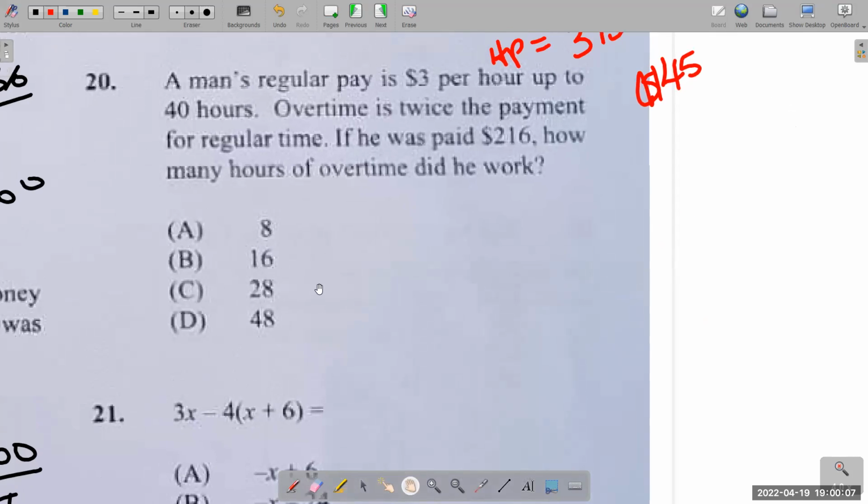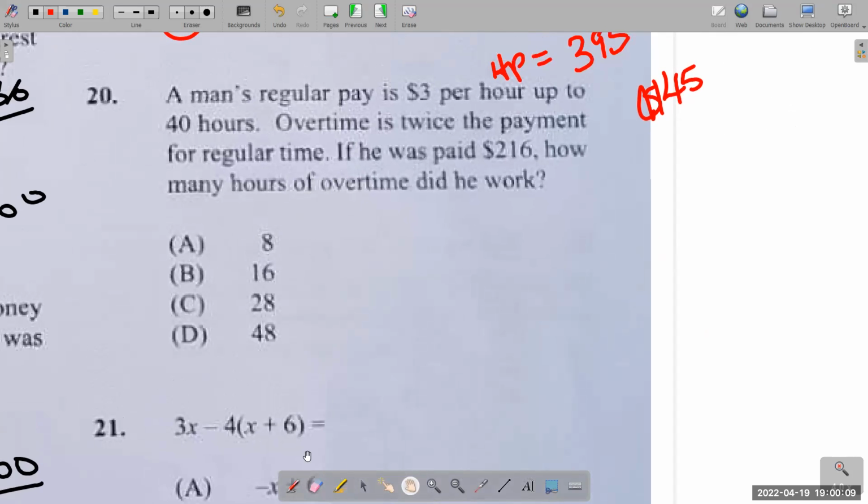We're almost reaching the last question on the consumer, and we're going into algebra, which is easy stuff. So let's go. A man's regular pay is $3 per hour. Yes, we did this question before. Very good for noticing. A man's regular pay is $3 per hour up to 40 hours. Overtime is twice the payment for regular time. So let me ask a question. How much are you going to get paid for overtime?